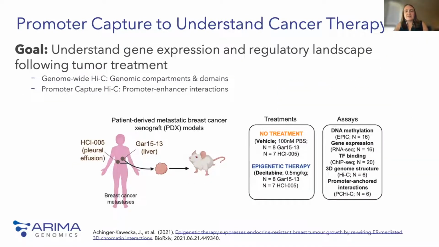So the research that I will talk about today was done in collaboration with Joanna Ockinger-Kawaka at the Garvan Institute. And the goal here was really to understand the changes in gene expression and the regulatory landscape of breast cancer tumors using a multi-omics approach. So to do this, they grafted patient cancer cells into a mouse model where they were treated with the demethylation drug decitabine or with a saline control.